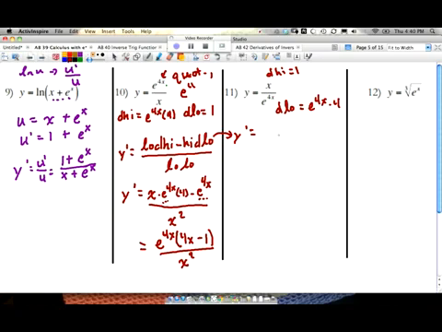Y prime, of course, is this same pattern, low d high minus high d low, except now the lows and the highs have switched. So low d high is going to be e to the 4x times 1 minus, okay, high d low. That's x times e to the 4x times 4, all over, now we got e to the 4x squared. I can simplify that denominator there, but I actually want to leave it alone for a second.